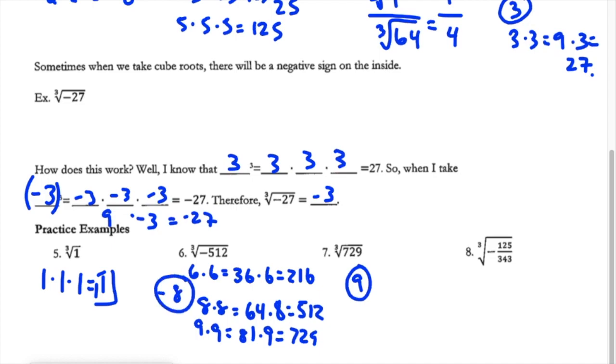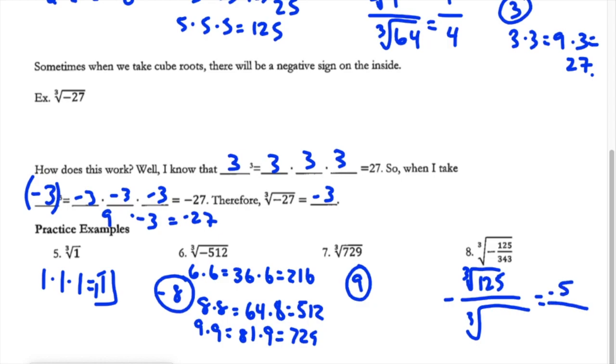Just like we just talked about, negative 8 times negative 8 is positive 64, times another negative 8 is going to be negative 512. We found what number 7 is. Let's look at number 8. We have the cube root of negative 125 over 343. Again, same thing like we did with square roots, we take our individual cube roots in our fraction. So we already said that the cube root of 125 is 5.